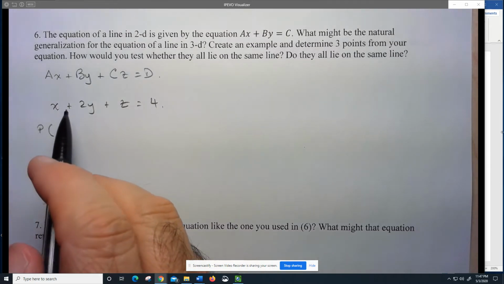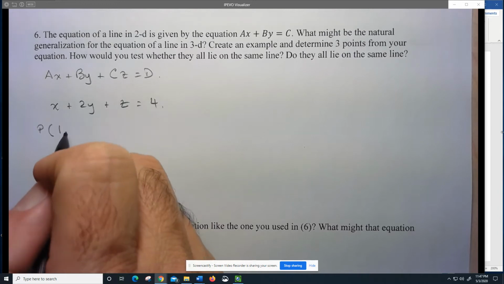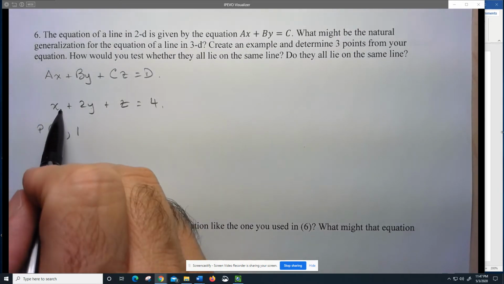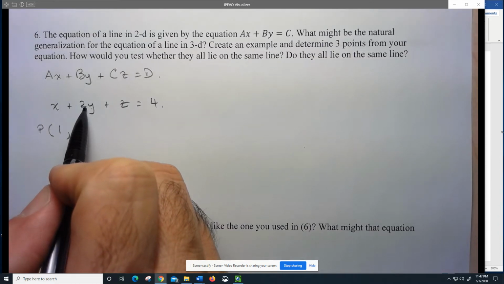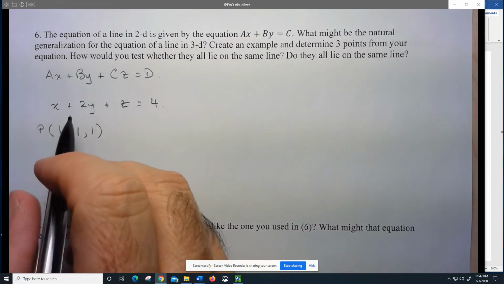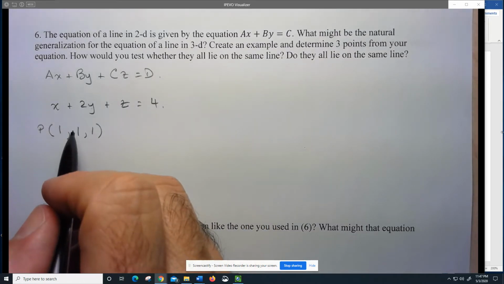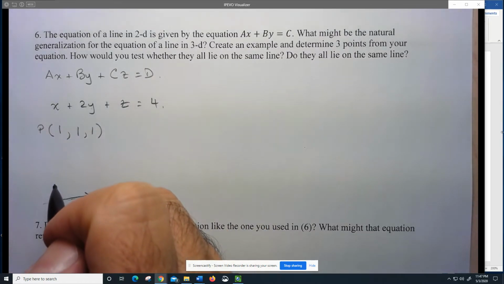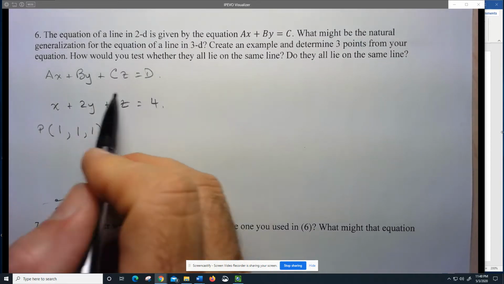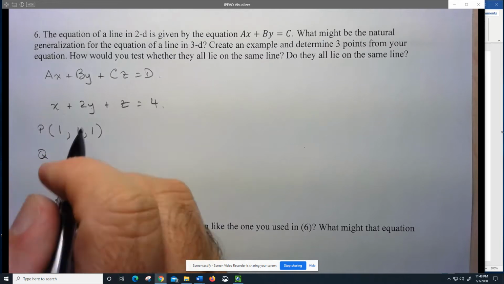Let's say I pick x equals 1, then say y equals 1. So I have 1 plus 2 is 3, all right, and let's pick z equals 1. That's going to give me 4. Okay, 1 plus 2 plus 1 is equal to 4. So there's 1 point on whatever this represents. Okay, let's find some point Q.